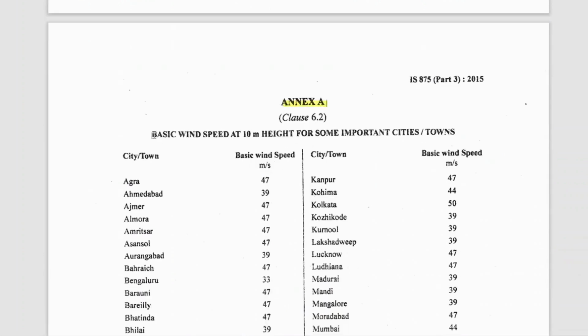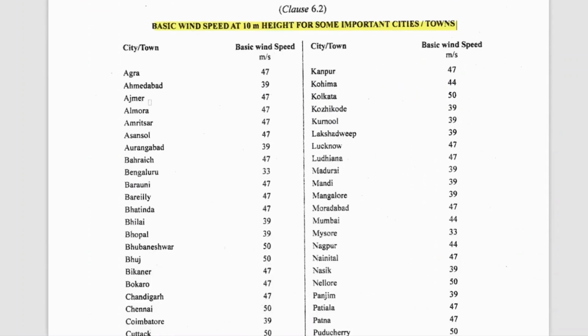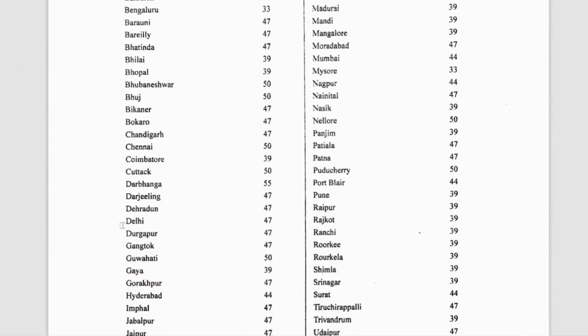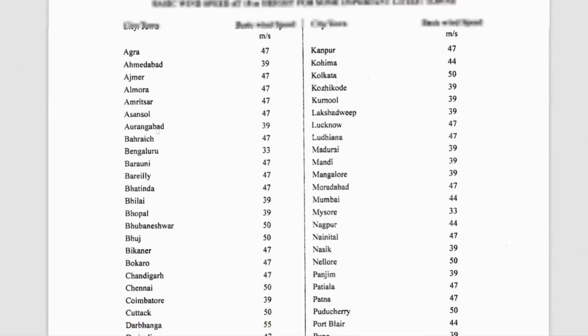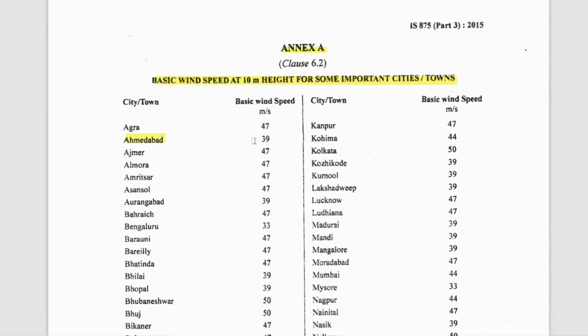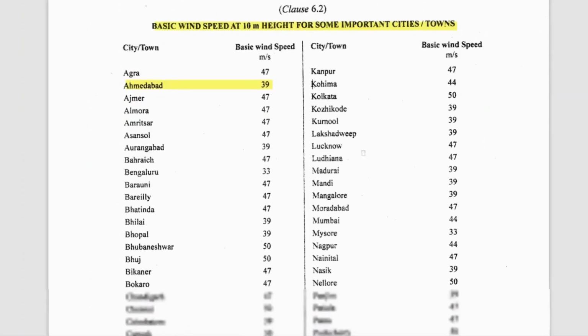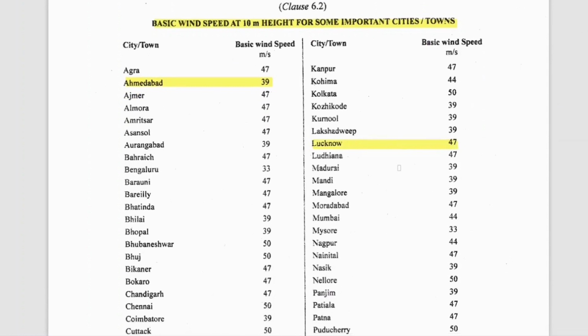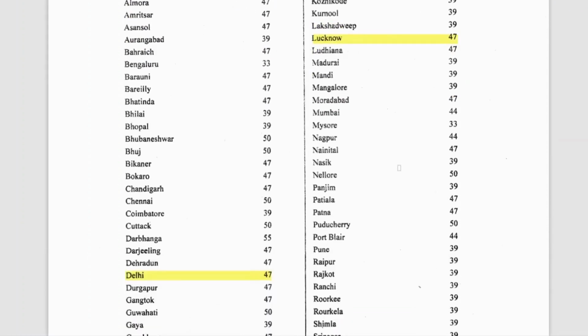You can find the basic wind speed for some important cities or towns. If you want to check for Delhi, Delhi has a basic wind speed of 47. You can also check Ahmedabad, which is 39, and any other city like Lucknow, which is 47. So you can find the basic wind speed using Annexure A or the map of India.